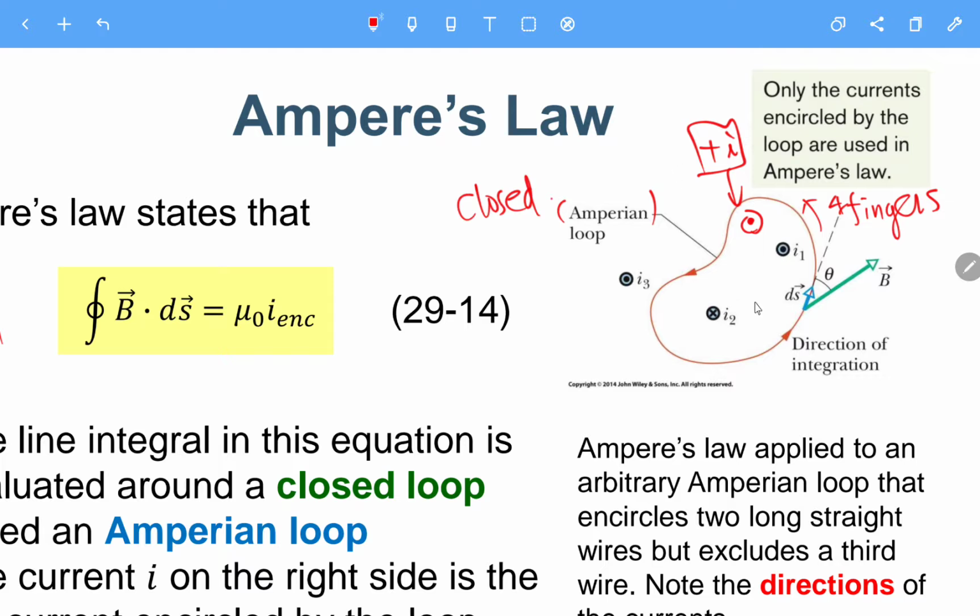So for this case, the enclosed current for this loop is I1 minus I2. I3 is outside the loop, so we don't count it as the enclosed current. We only count I1 and I2 because this loop encloses I1 and I2. I1 is going out of the page, and using the right-hand rule we know this one is positive, and this one going into the page is negative. So we have I1 minus I2 for this case.